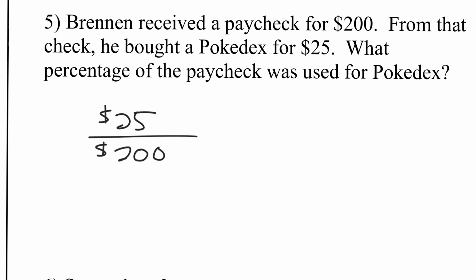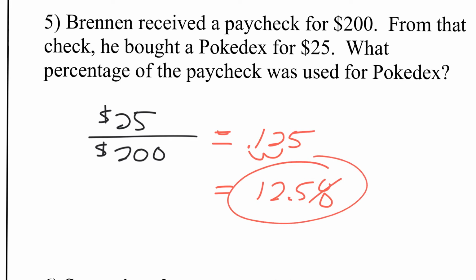If you put that into a calculator, that's going to be 0.125. So read correctly, that's 125 thousandths, which as a percent, which is out of 100, move the decimal places 2 places to the right, and you get 12.5%. Brennan spent 12.5% of his check buying a Pokedex.